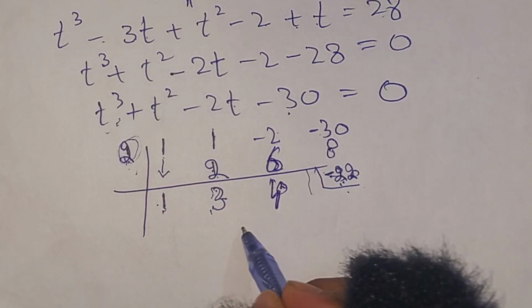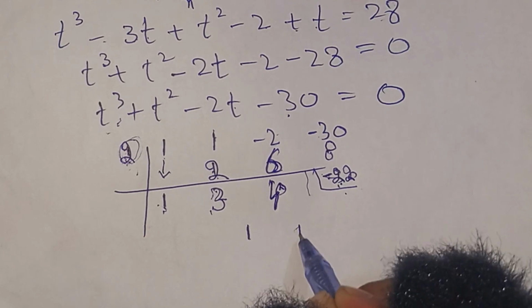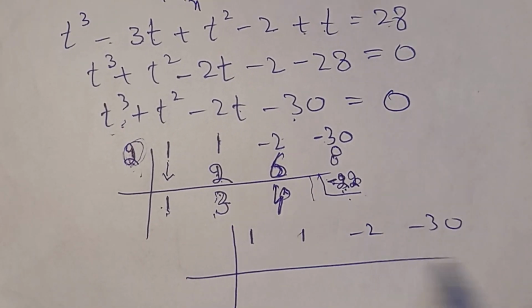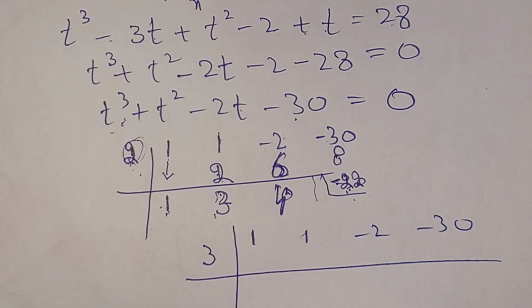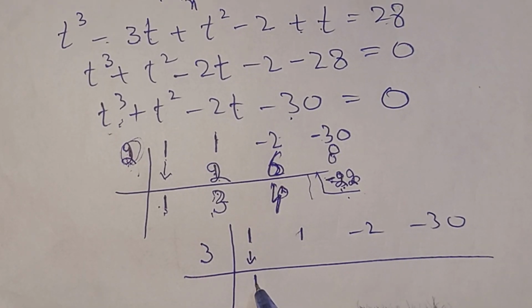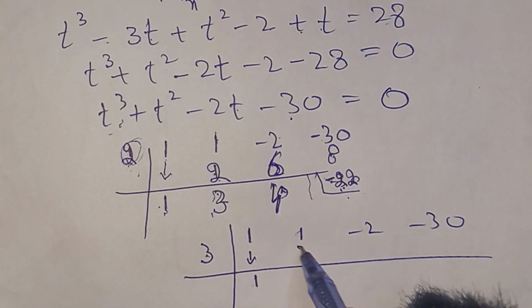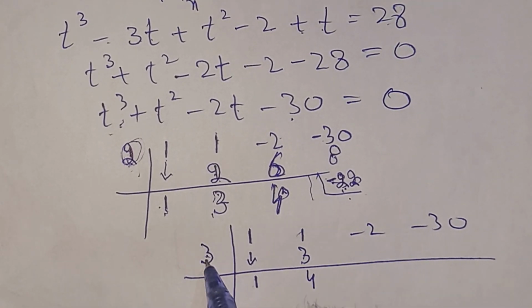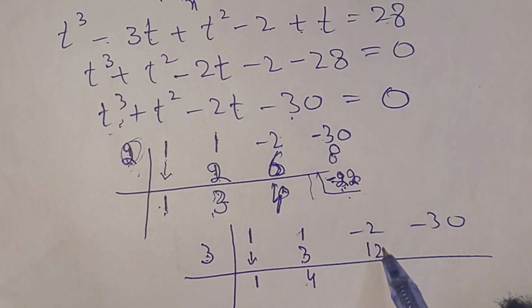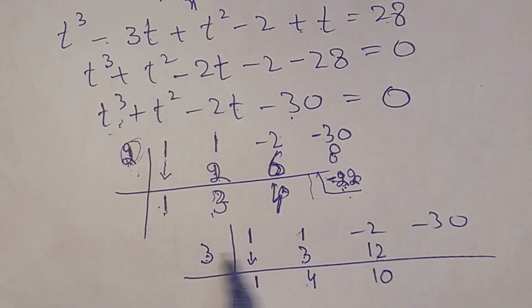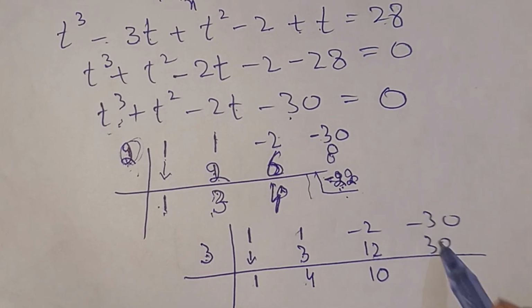If we write this again, 1, 1, minus 2, minus 30, and the factor is now 3. Now we check for 3. We copy the first term as it is. Now multiply 3 by 1, we get a 3. 3 plus 1 is 4. In the next step, multiply 3 by 4, we get a 12. And minus 2 plus 12 is 10. 3 multiplied by 10 is 30.